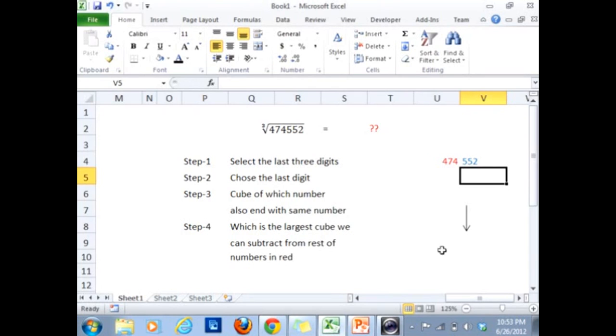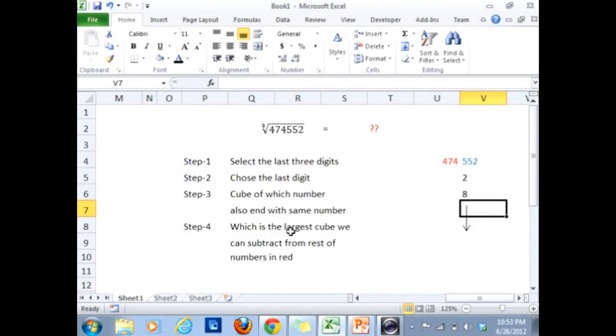And now I will choose the last digit of the number. The last digit is 2. Cube of which number also ends with the same digit? So it's 2. So I think cube of 8 ends with 2. So I write 8 here.